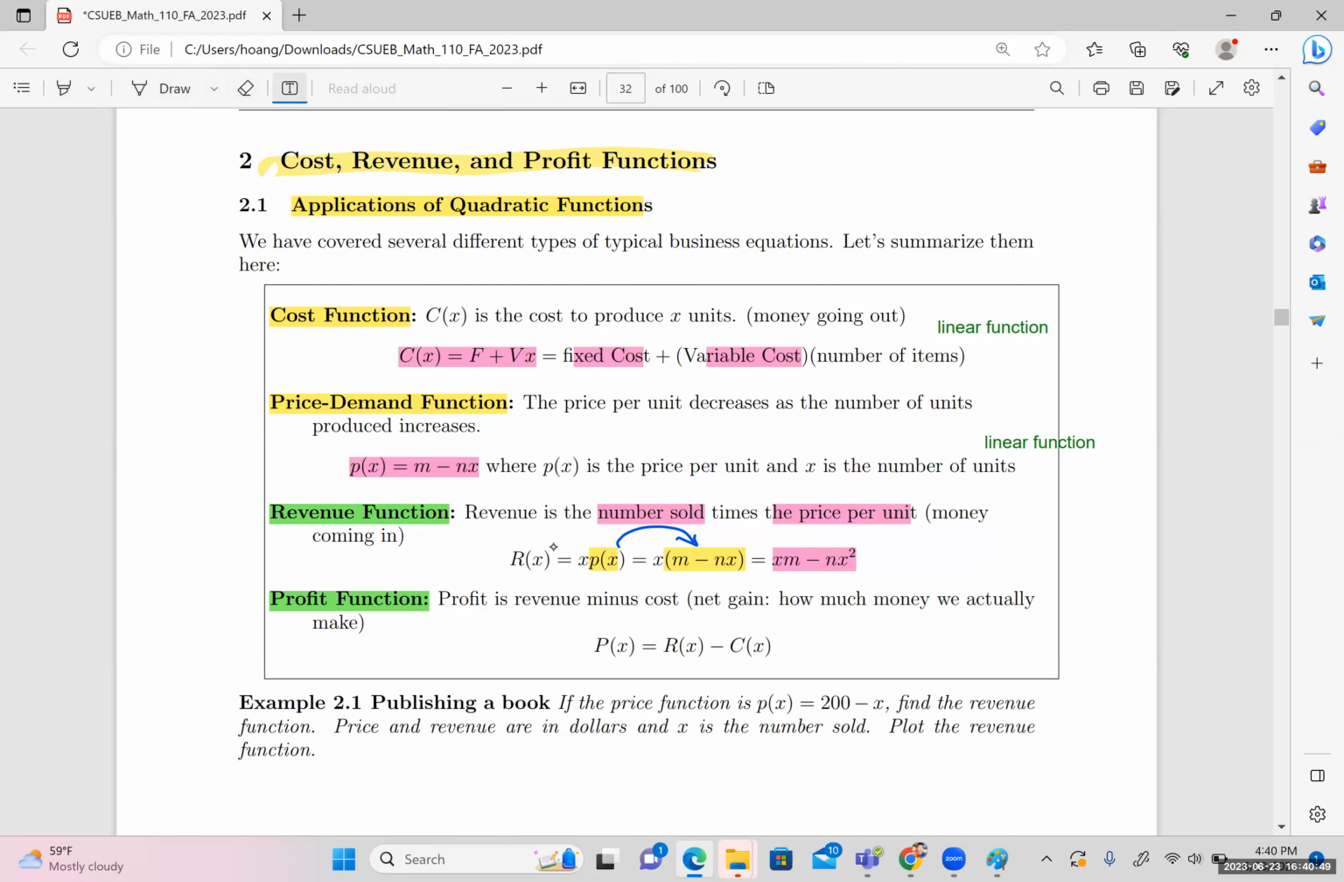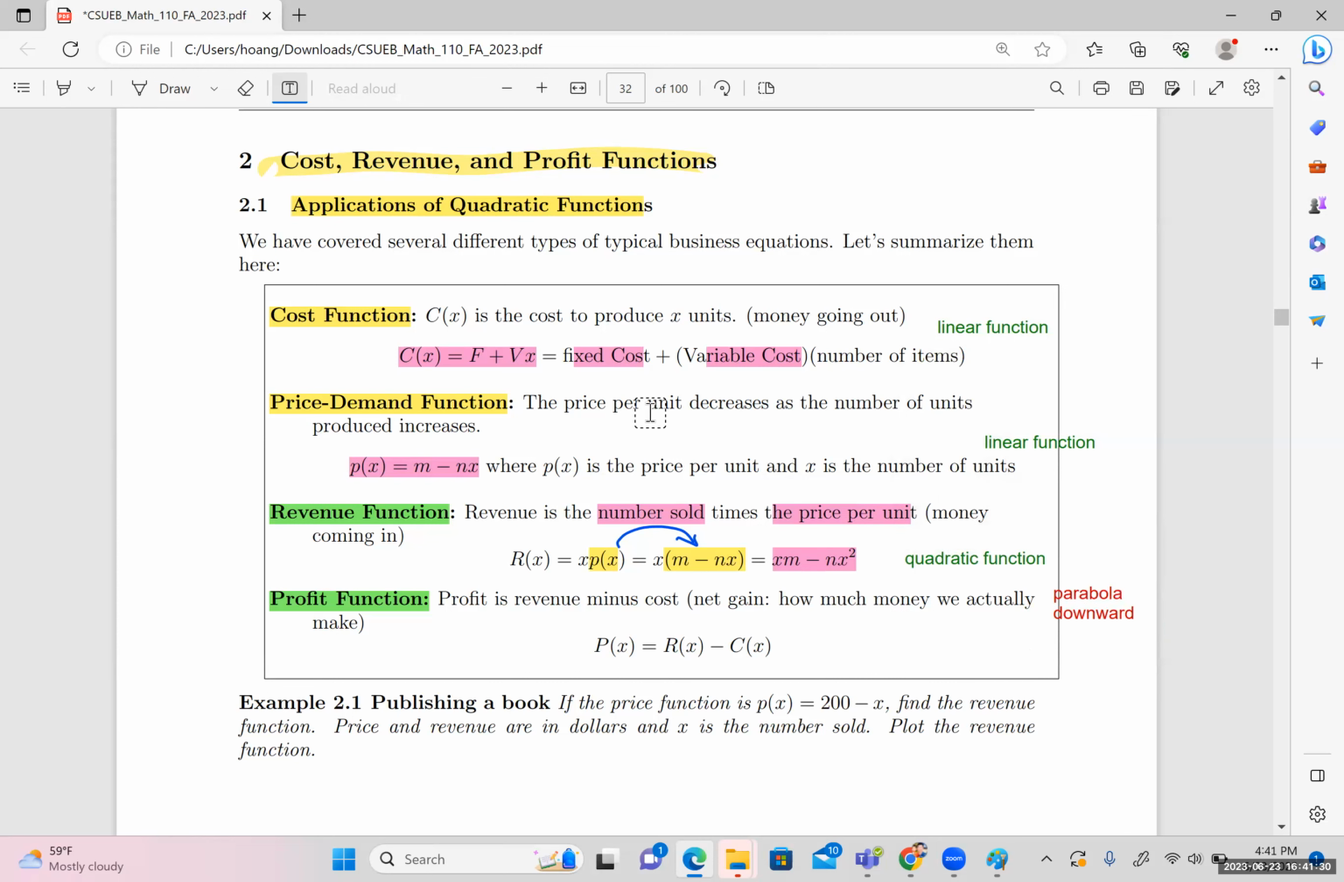And you see there, we have the x squared term, which tells us that this is a quadratic function. Yeah. Okay. And a quadratic function, as you know, is going to be a downward parabola, right? Parabola downward. Okay.